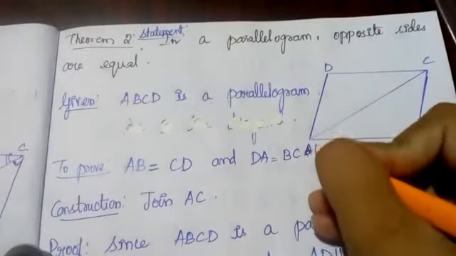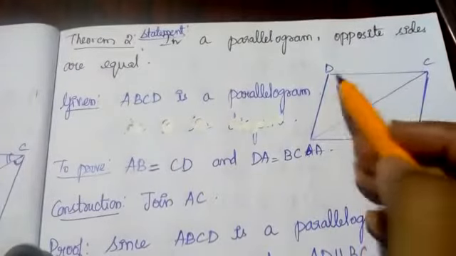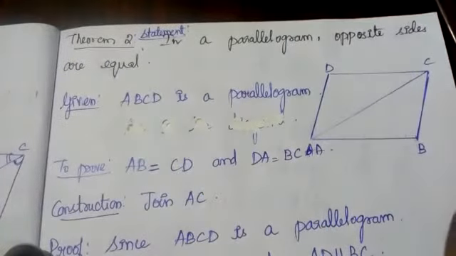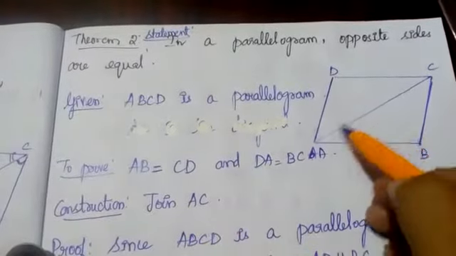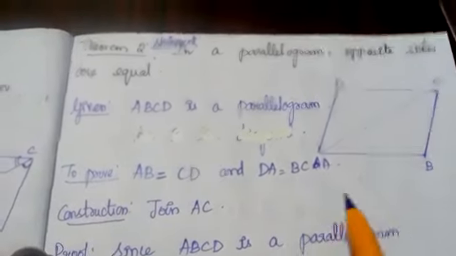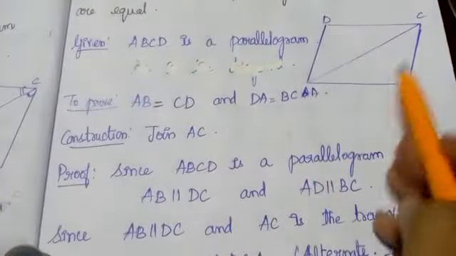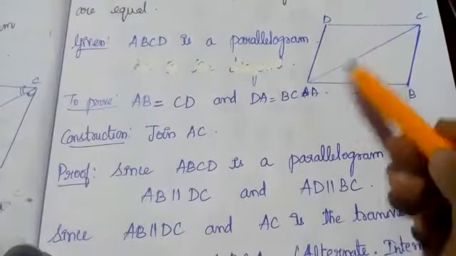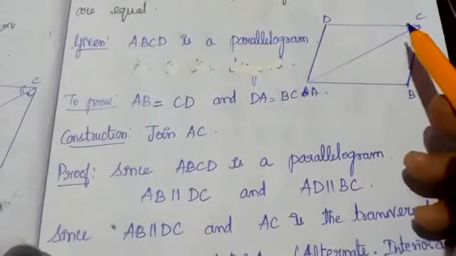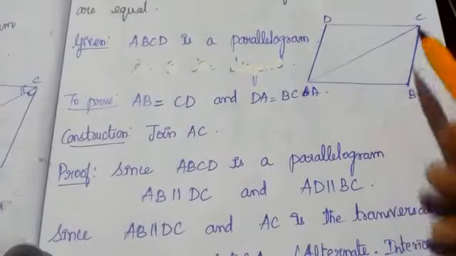Draw this diagram. We have to prove AB is equal to CD and DA is equal to BC. To prove that we need a diagonal. So the construction: join AC. After joining AC, the same proof. Since ABCD is a parallelogram, opposite sides are parallel. So AB is parallel to DC and AD is parallel to BC.